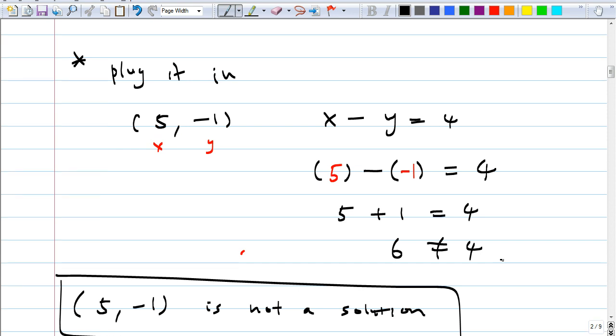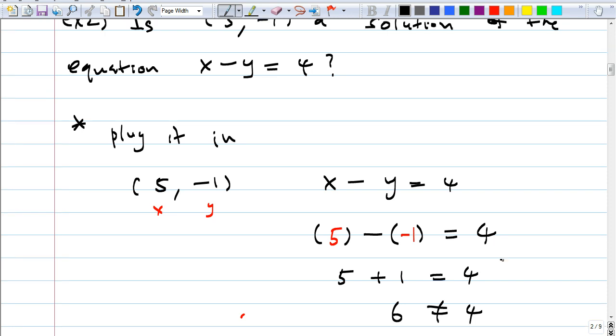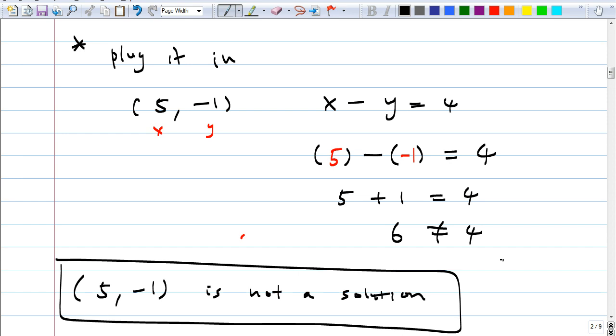By the way, didn't we say that for x - y = 4, there are infinitely many solutions? Doesn't that mean every ordered pair is a solution? No. Okay. Not every ordered pair is a solution. There are particular ones that are solutions for this, and there happen to be infinitely many of them, right? But (5, -1) is not one of them. Does that make sense? Okay. May I move on? All right.